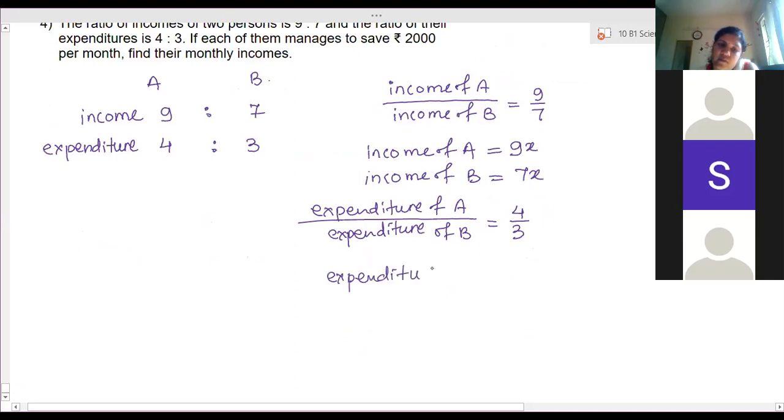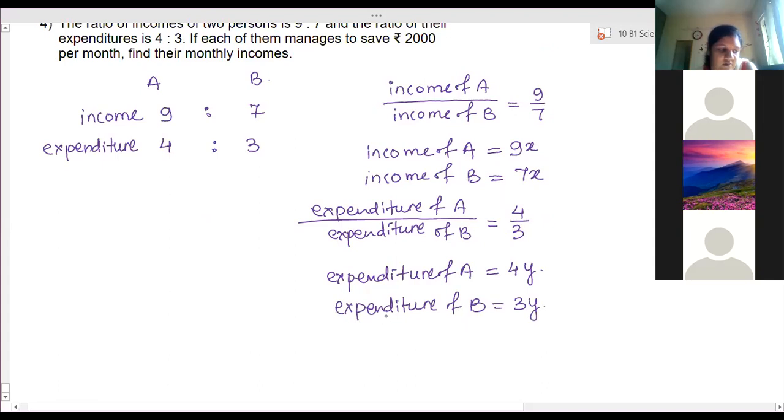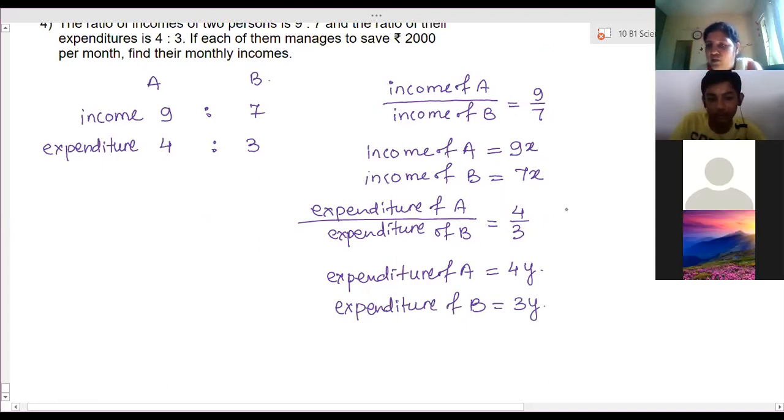So what are the actual expenditures of A and B? 4/3 y. Here we can't use x because this is the x multiple we have taken. In the same multiple, expenditure could not be there. So for that multiple we will consider another variable, as 4y, right? Is it clear why we are considering the second variable? Yes, ma'am, for expenditure we are taking a different variable. Yeah, it can be a different multiple of 4 and 3. Expenditure ratio is 4:3, so the multiple can be different. So income we got as 9x and 7x, and expenditure we got 4y and 3y.